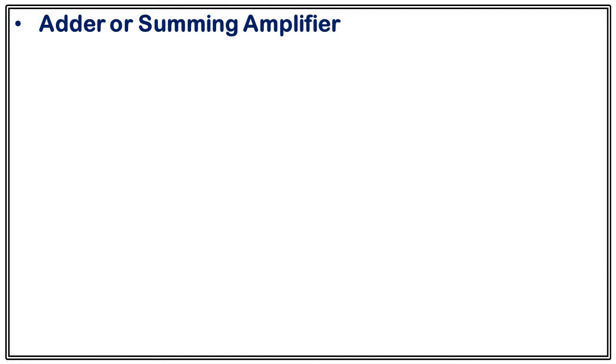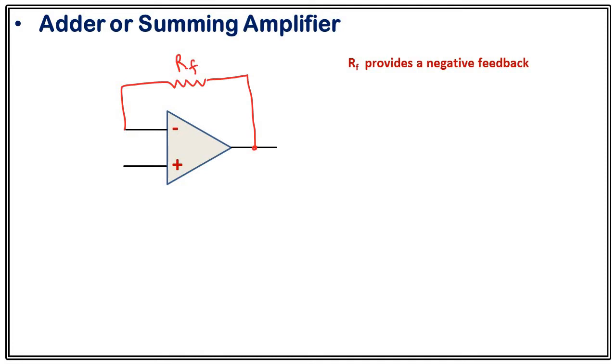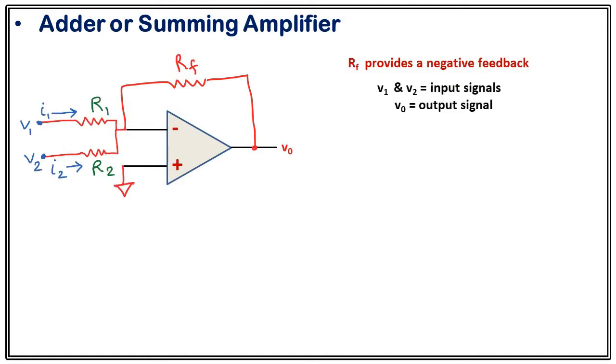In order to construct a summing amplifier, we will start with an op-amp, and in order to control the gain, we need to provide a negative feedback. So let's say that RF is providing a negative feedback to this op-amp. RF is called the feedback resistor, and as we need to add the voltages, we consider that the input voltages are V1 and V2, which are connected to the inverting terminal through resistances R1 and R2, and the output voltage is V0.